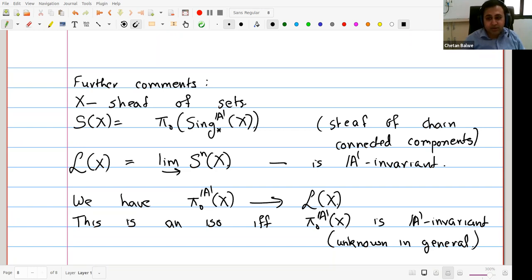Basically, what it really means geometrically for something to be A1 connected is not something we really understand. We know that retract rational implies A1 connected, but we don't know whether these things are equivalent or not.